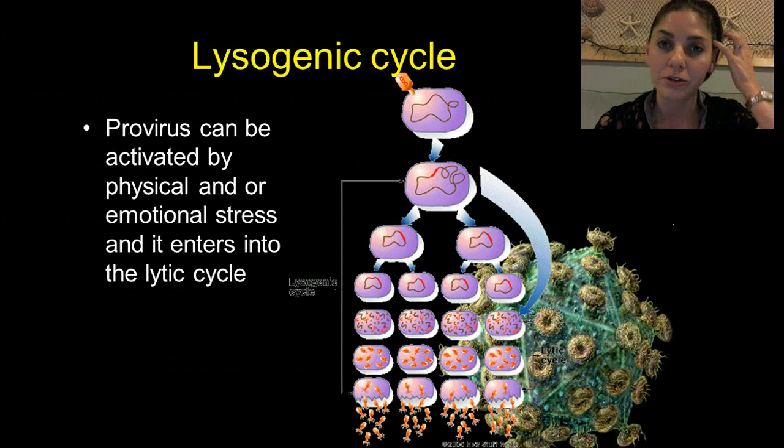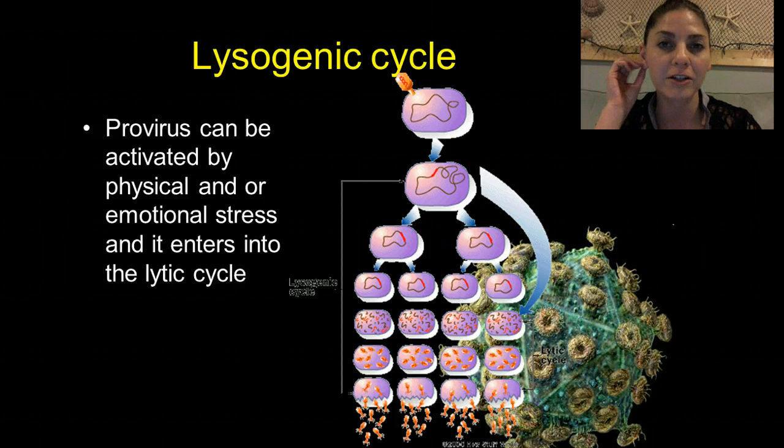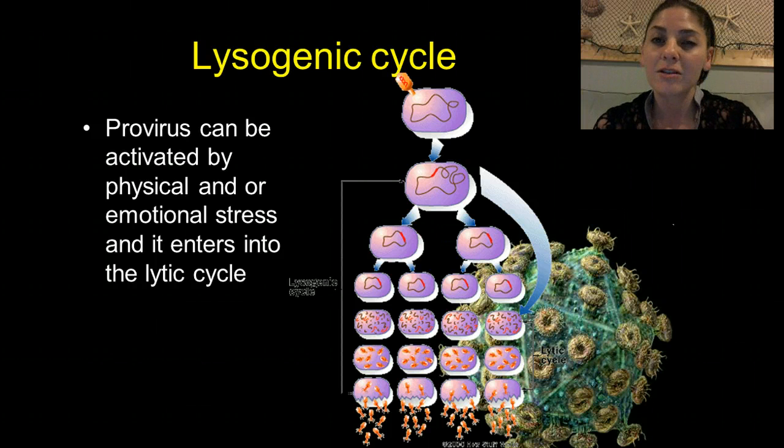Physical or emotional stress can cause that. If you get hurt, you have a surgery, that makes you a little bit more vulnerable for catching infections, or it makes it more opportunistic for that virus to go into the lytic cycle. Emotional stress as well. If you are getting lack of sleep, you're really stressed, your body is actually releasing different hormones that can affect your immune system when you have a lot of stress in your life or lack of sleep. So that's something that can also cause your virus to go into the lytic cycle.